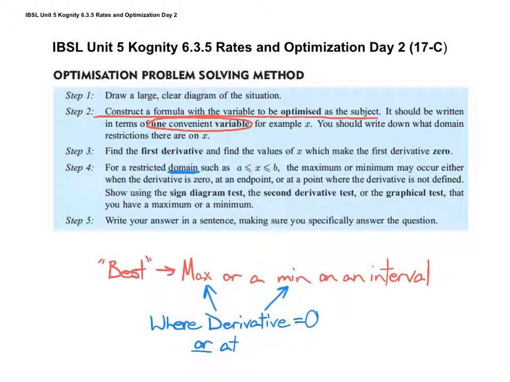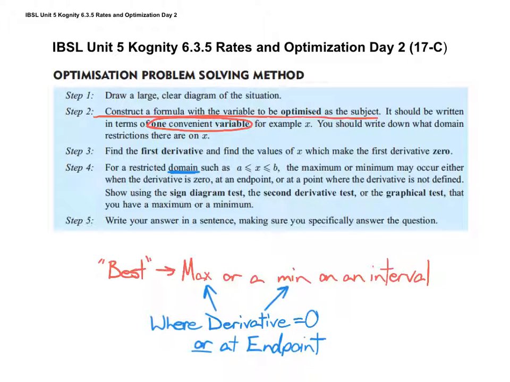Where the derivative equals 0 or at an end point. So, once you figure out your domain, you need to test the values of the endpoints and of the relative max and min points and see which one is the highest or lowest. Okay?